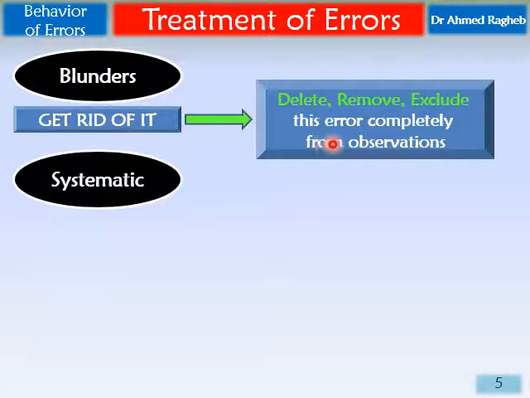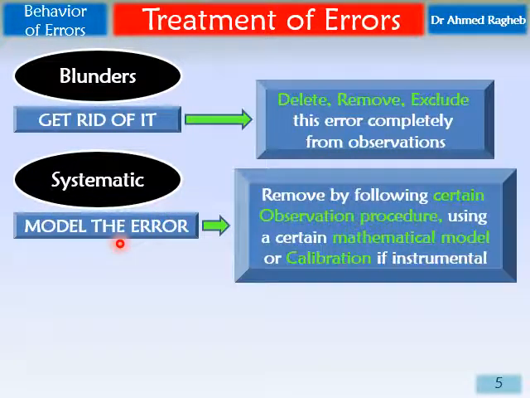The systematic error, because of its property, you can model this error by using a certain observation procedure like the face left and face right in the theodolite, or by using a mathematical model like the index error, or by calibrating the instrument from the start and using the instrument properly.